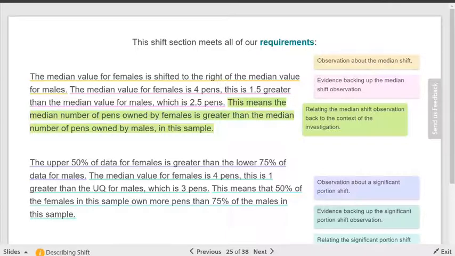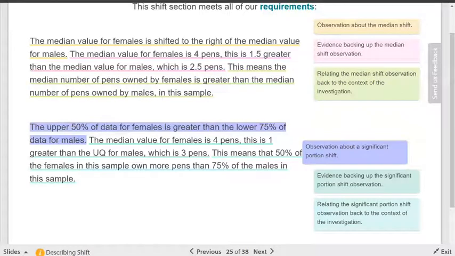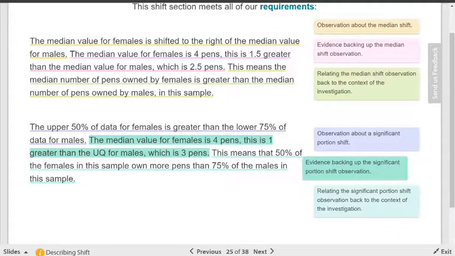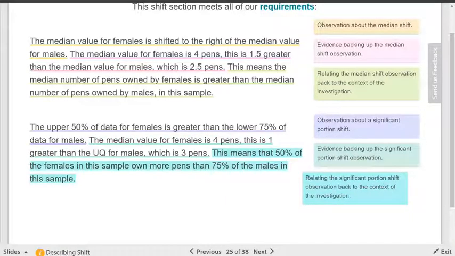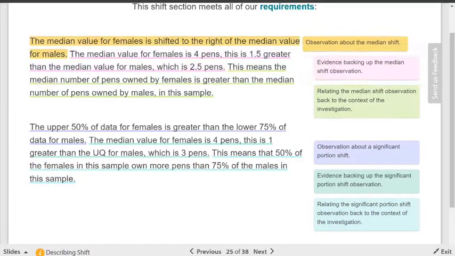I think these descriptors are much more clear than the ones that we've been seeing. Some of them have been kind of fuzzy. Right? Observation about a significant shift, portion shift, evidence backing up this shift, and relating back to what that means. Okay? So you see how clearly that they've defined each one. Is good? All right, so you have it there.